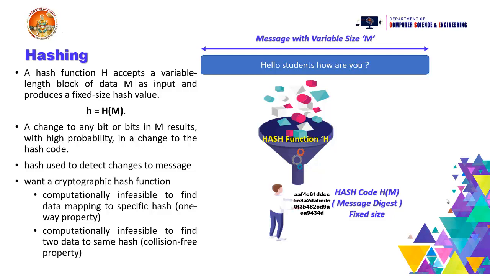The second one is that it is computationally infeasible to find two data with the same hash. That means the hash is not the same for two different data units. This property is called the collision-free property. We already know that hash functions are used to identify changes on a message, so we can call it a message integrity check. Remember one point: the message integrity check must always be encrypted.